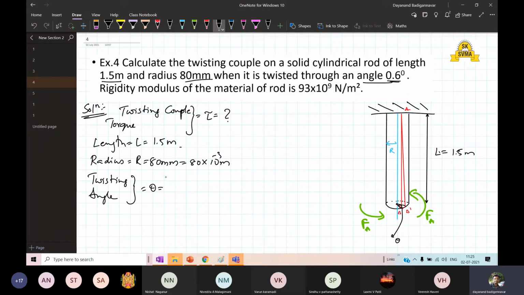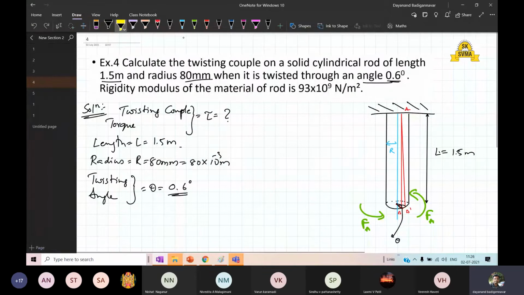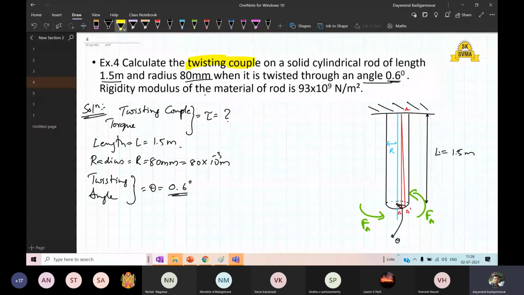How much is theta? Theta is 0.6 degrees. Keep in mind it is not in terms of radians. To calculate this you have to find the torque that you have applied. What is the twisting couple or the torque? Twisting couple or torque, both mean the same. Keep in mind. So therefore, I can write the torque.